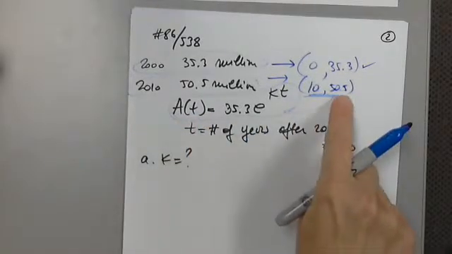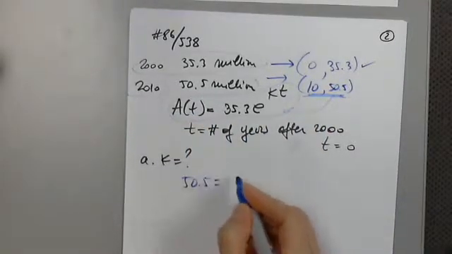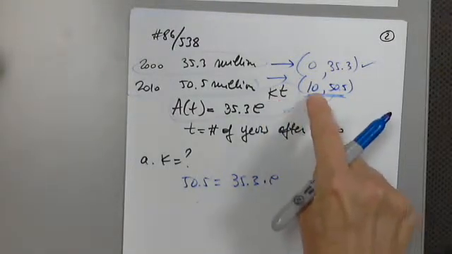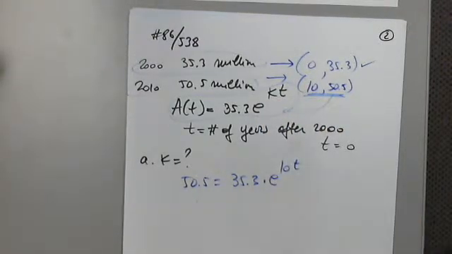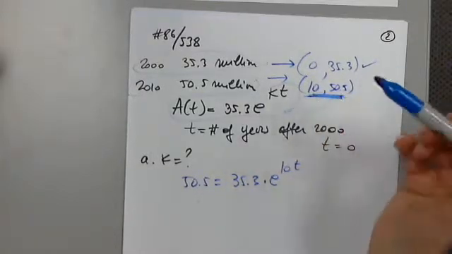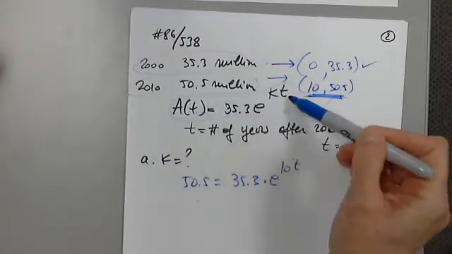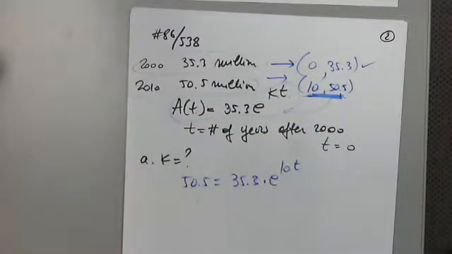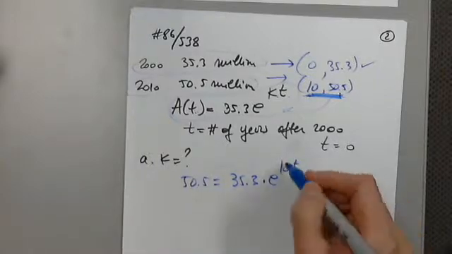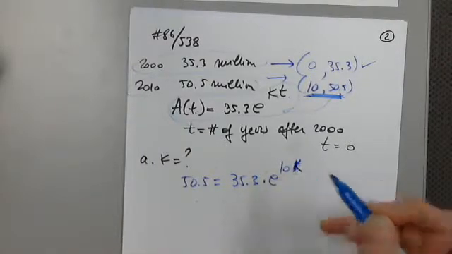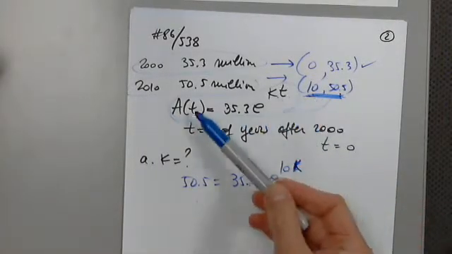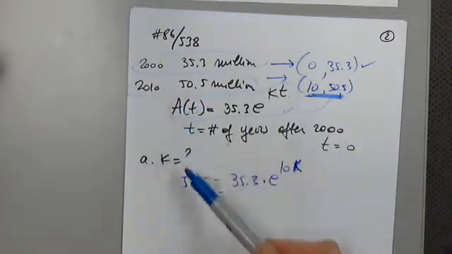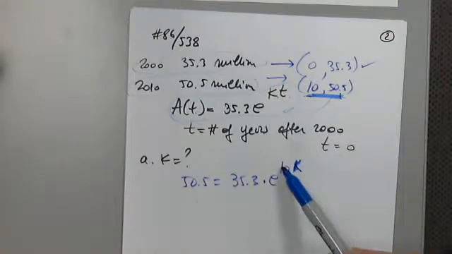A of t, 50.5 equals 35.3 times e to k times 10. So this point says when t is 10, A of 10 is... It has to be 10k, not 50. Oh, of course. Thank you. When t is 10, then A of 10 is 50.5.